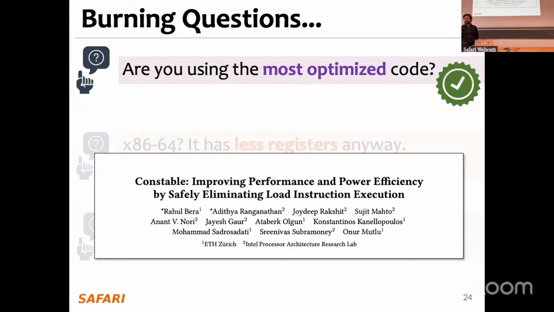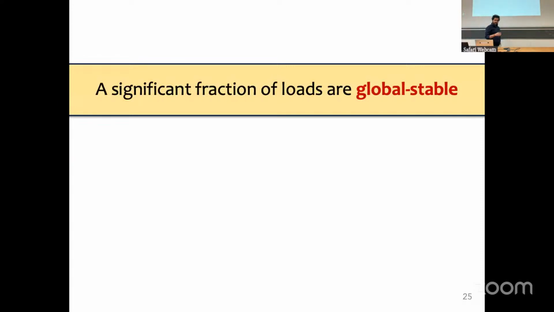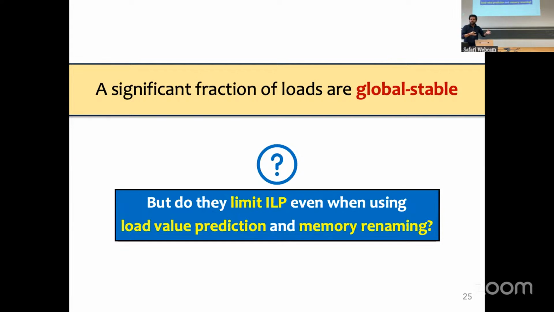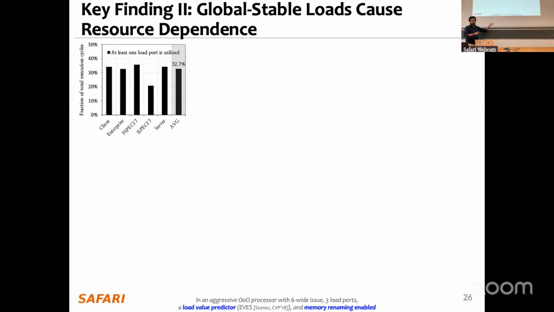Second two questions, I'm not going to go too much into detail for the brevity of time, but you can always go back to the paper if you're interested. Okay, so what we saw is that the significant fraction of loads are global stable. Then the question naturally arises that, okay, do they limit ILP due to resource dependence on top of a system that already has both of these predictions going on, right? So load value prediction, memory renaming, which is very good for alleviating the load data dependence, right? So to answer that, we kind of went inside and then looked into what's happening with the code execution.